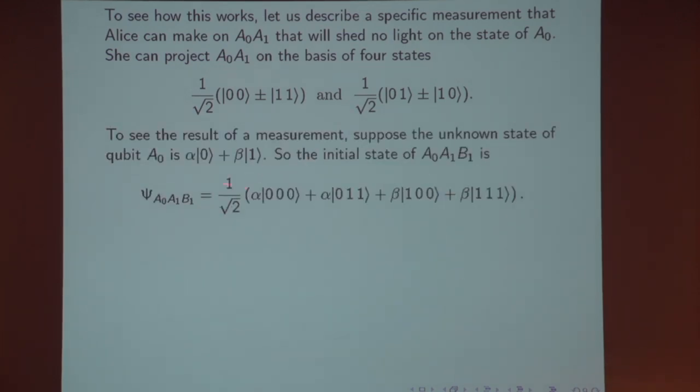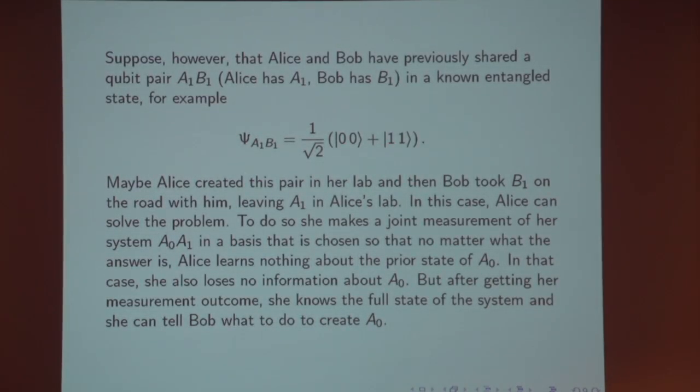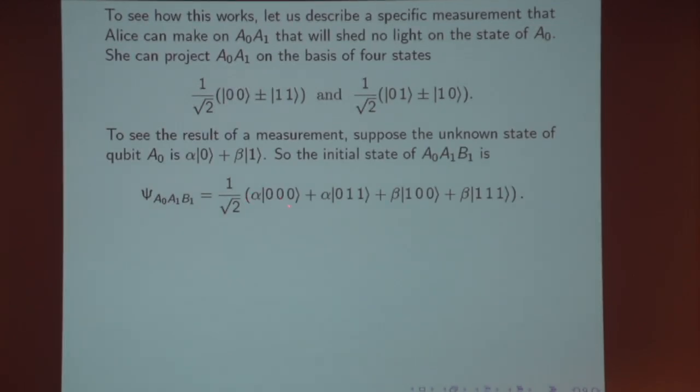Now suppose the unknown state of A0 is alpha times 0 plus beta times 1. Then the initial state of the combined system is what I've written here, which might take a little while to parse. So A0 is the first of the 3 qubits. It's in the state 0 with amplitude alpha, that's these 2 bits, and in the state 1 with amplitude beta, these 2 bits. On the other hand, the last 2 qubits are in the state 0, 0 plus 1, 1. So alpha multiplies 0, 0 or 1, 1 for the last 2 qubits with the same coefficient. And likewise, beta multiplies 0, 0 or 1, 1.